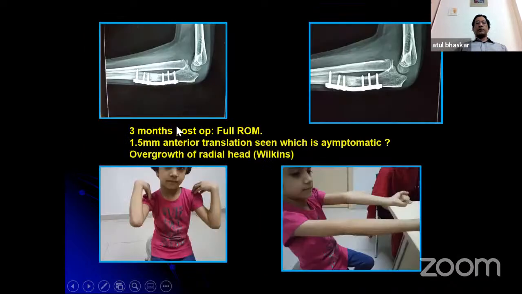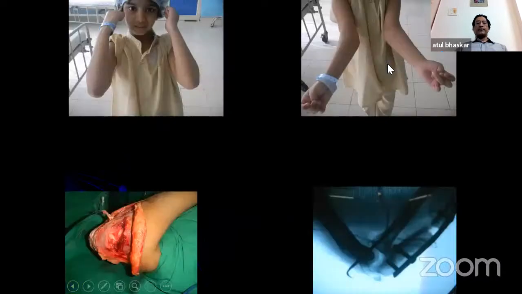This is 3 months post-op, the same girl. You can see the full range of movement, the head has gone back in. The osteotomy is very well healed, and you can see the bump has disappeared. And she's got good range of movement. There's mild overgrowth of the head, which is not uncommon.